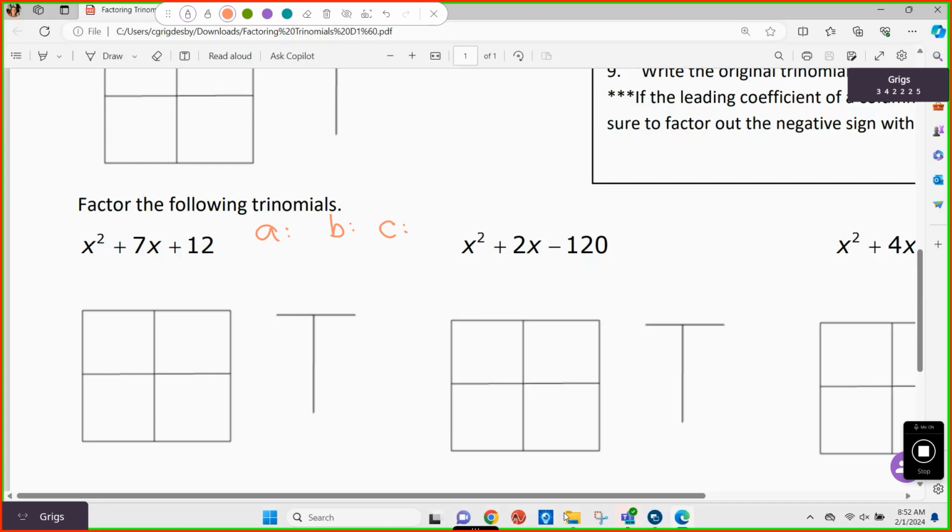Because you're splitting up this middle term, so 3x plus 4x gives you that.